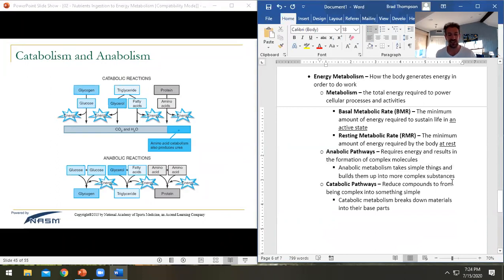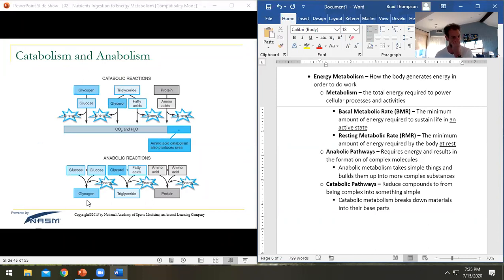So here's what we're kind of seeing here. These are different versions of catabolic reactions. Taking glycogen and breaking it down to glucose and energy, that's catabolic. Taking a triglyceride and breaking it down into glycerol and fatty acids and a whole bunch of energy, that's also catabolic. Taking a protein and breaking it down into amino acids, that is also going to be catabolic.